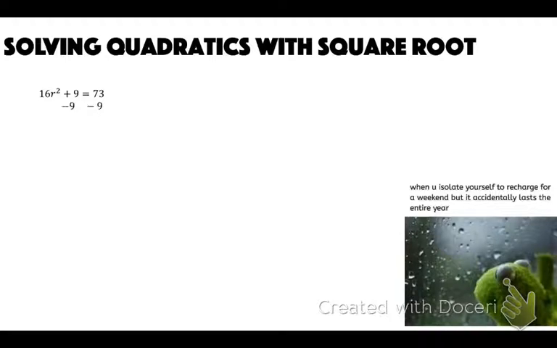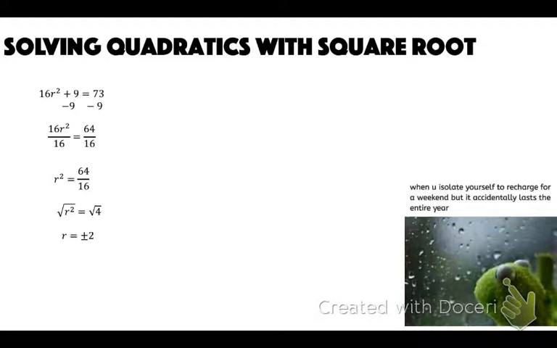But anyway, so subtract the 9. We get 16r squared equals 64. Divide by 16, and we get r squared equals 64 over 16, which is 4. Now we're going to square root, which means r equals... any time you have an equal sign and you are taking a square root, you always have a plus or minus. Okay, so r equals plus or minus 2.